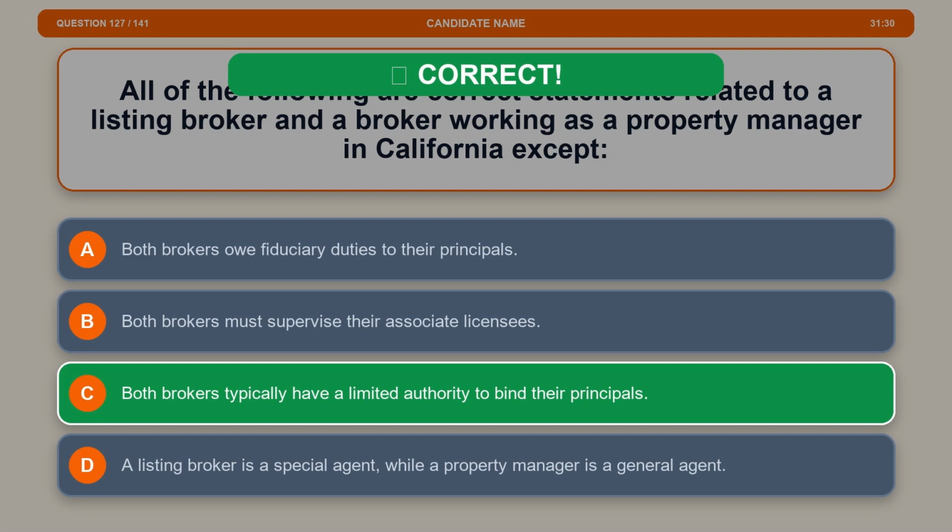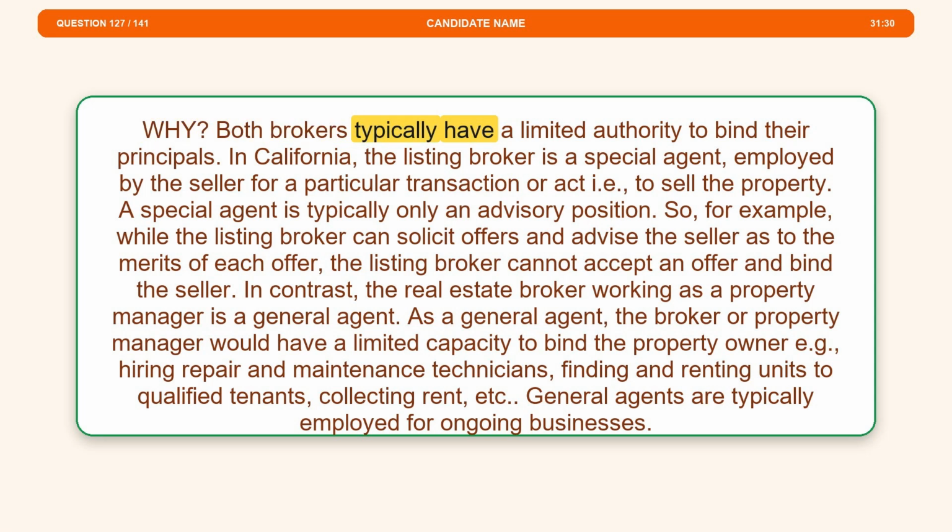The correct answer is option C. Both brokers typically have a limited authority to bind their principals. In California, the listing broker is a special agent employed by the seller for a particular transaction or activity to sell the property. A special agent is typically only an advisory position. So, for example, while the listing broker can solicit offers and advise the seller as to the merits of each offer, the listing broker cannot accept an offer and bind the seller.